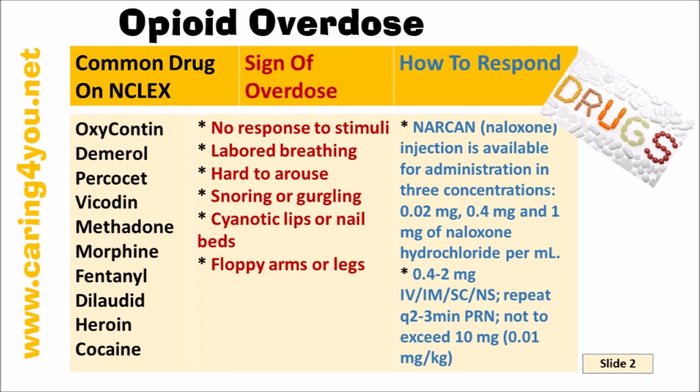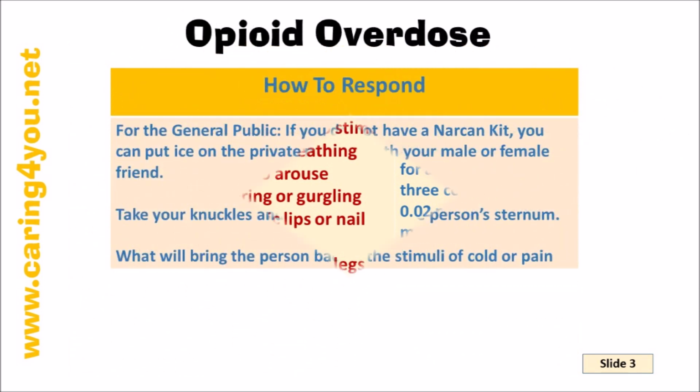So let me repeat that, nursing students, for your NCLEX. The strength we want to use comes in 3 different strengths. What are they? Good. So we take the 0.4 to 2 milligrams IV, IM, subQ, and we repeat that every 2 to 3 minutes, PRN when needed. Important not to exceed 10 milligrams. All right, very good. Now let's go to the next slide.